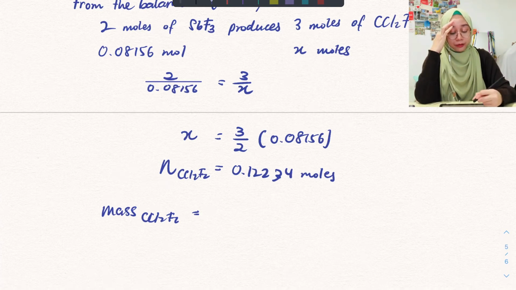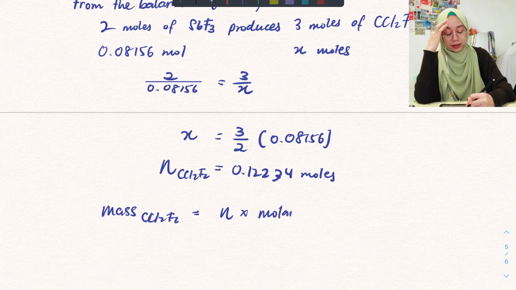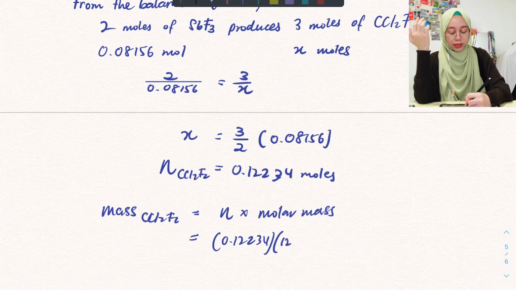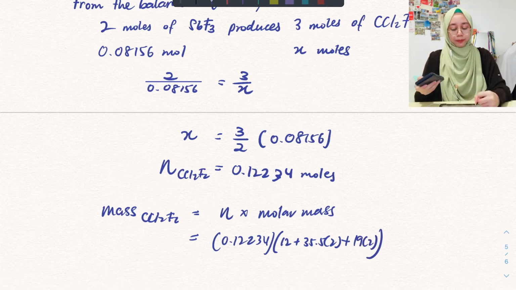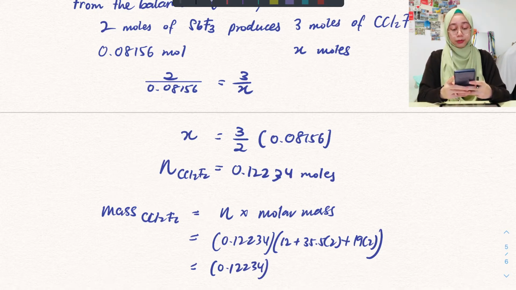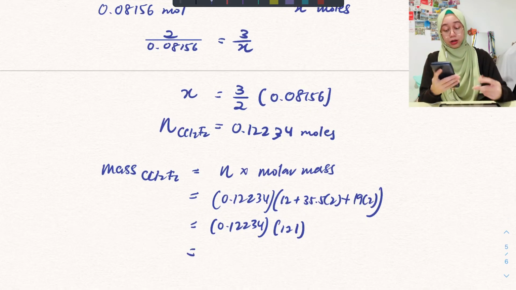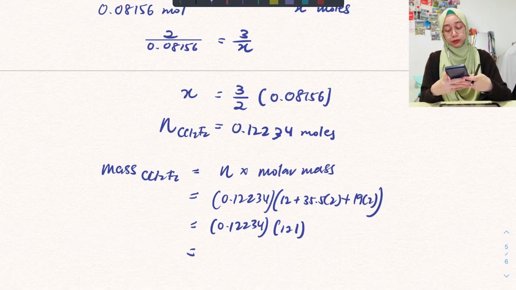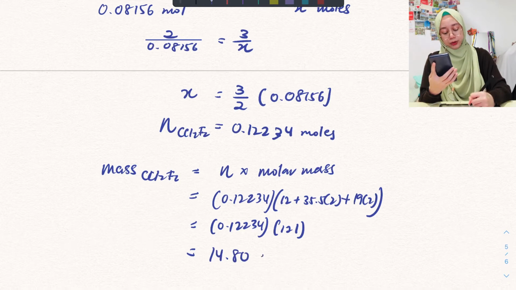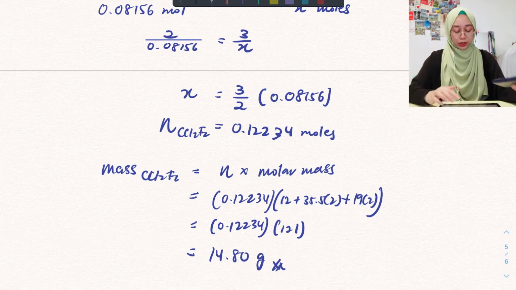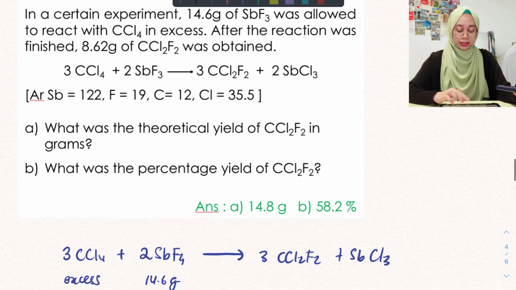The mass of CCl2F2 is moles times molar mass. We have 0.12234 moles times the molar mass of CCl2F2, which is 12 plus 35.5 times 2 plus 19 times 2. Therefore, you will get 14.80 gram. So, is it the same as the answer above? Yes, it is the same.